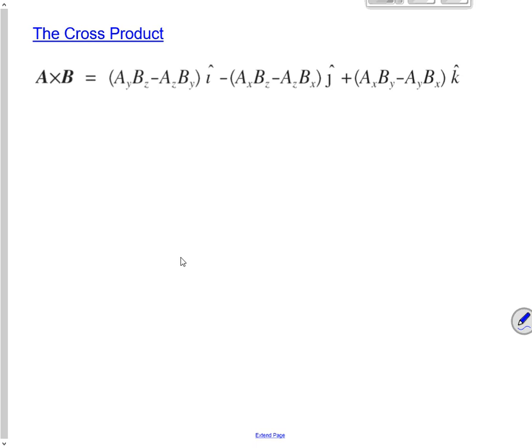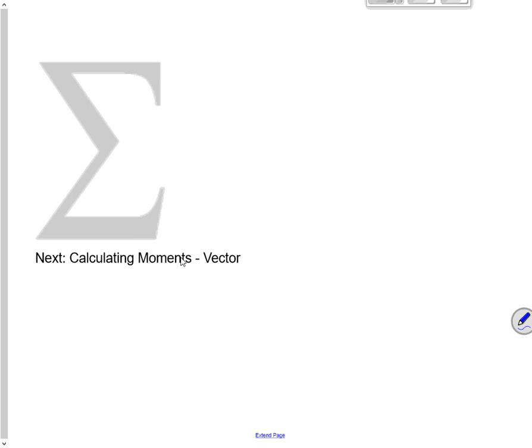You notice that if I interchange A and B, things change position and I essentially get a minus sign. But that's it. That's how you calculate a cross product. You need to work on that and get familiar with it. Next time we're going to come back and talk about a vector formulation of calculating moments using forces.